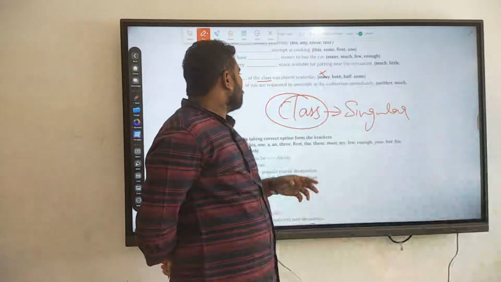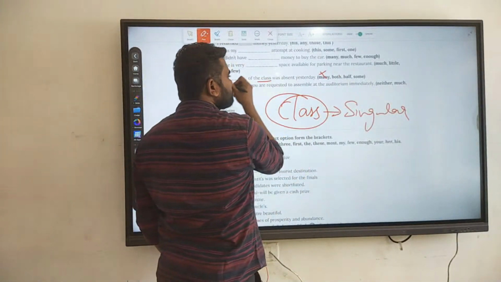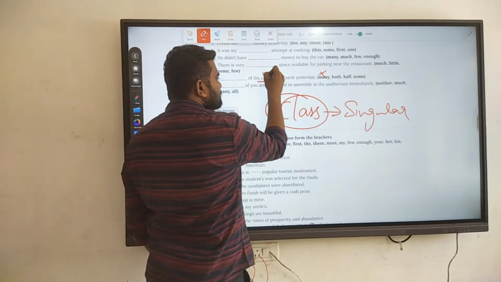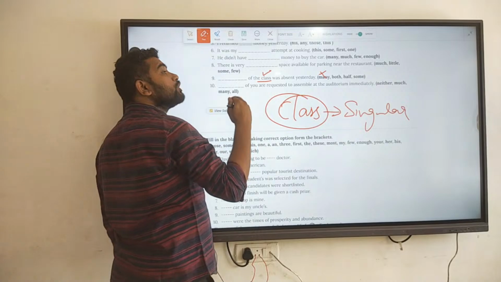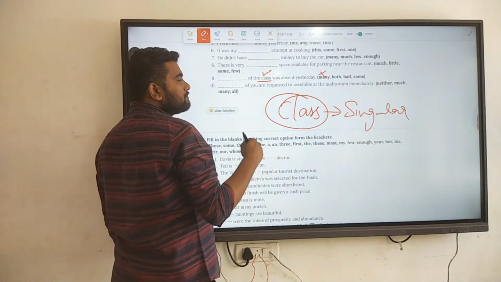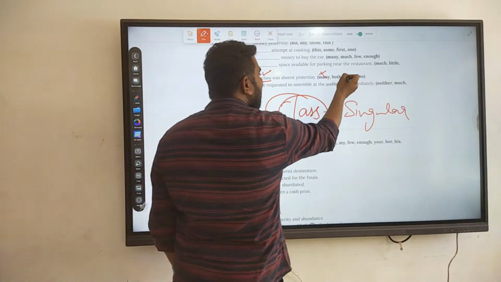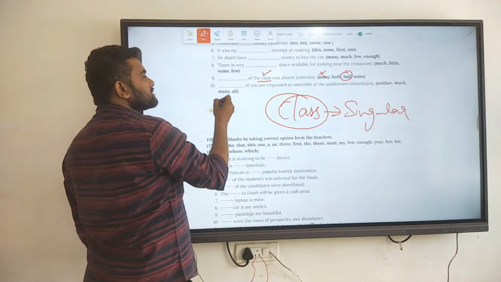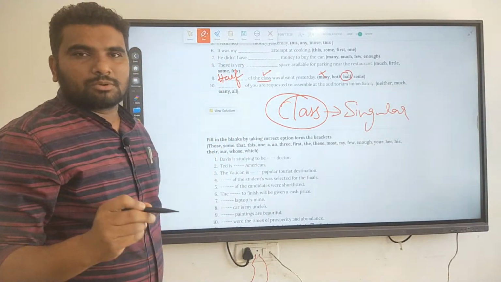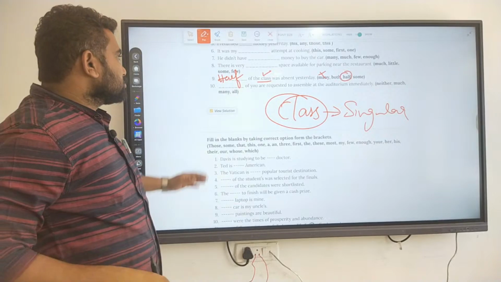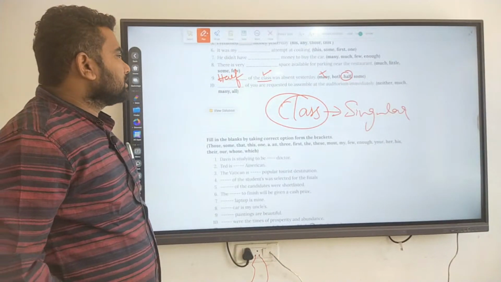Second, both of the class? No, it's wrong. Why? Because both is not suitable here, since class is singular. Half and some. Some is used for some positive thing. See, some of the class was absent? No, it is like half of the class was absent yesterday. Half means you are talking about the quantity or number of the students. So the suitable answer here is half.